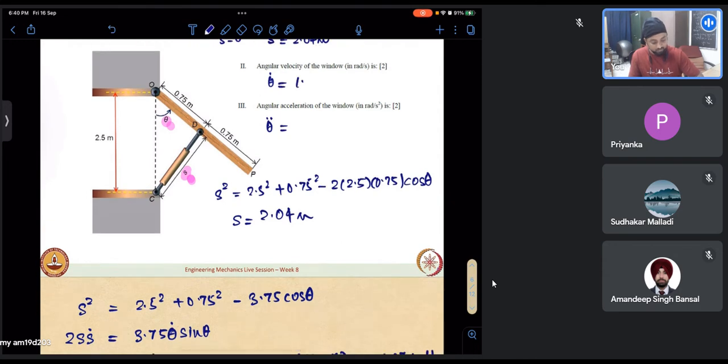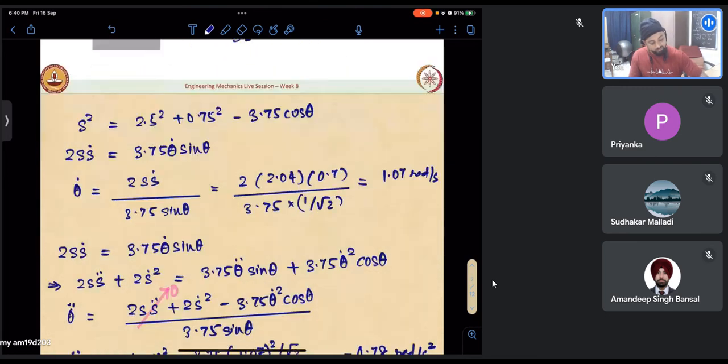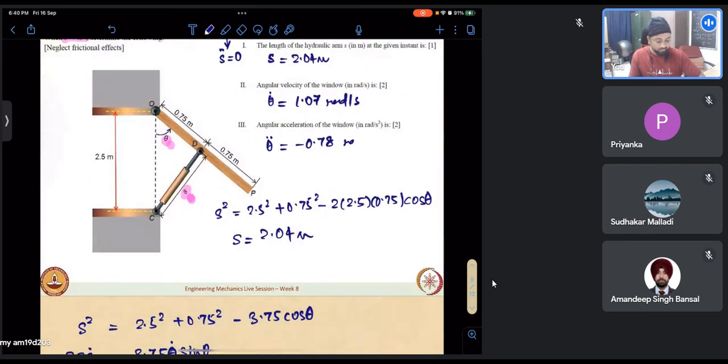Which is brought out clearly here. So 1.07 radians per second, not second squared, radians per second is what we got. And theta double dot we got as 0.78 radians per second squared.